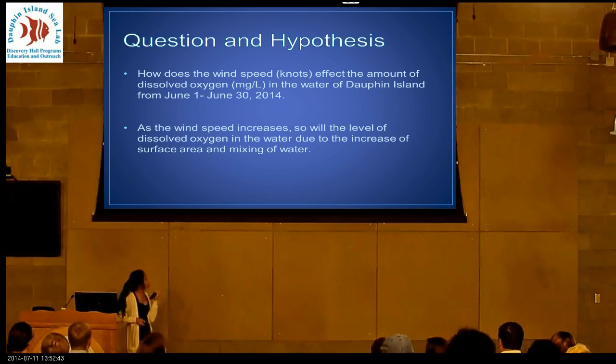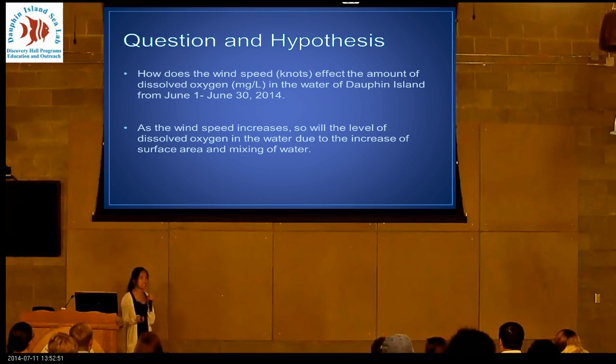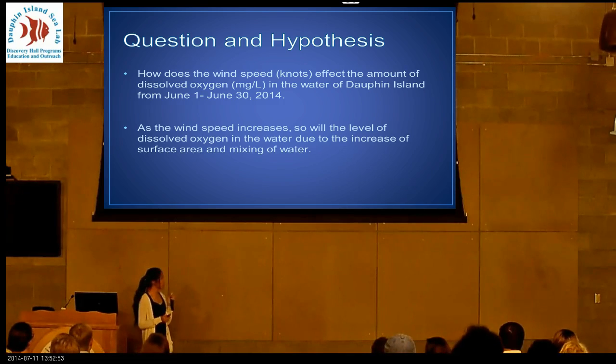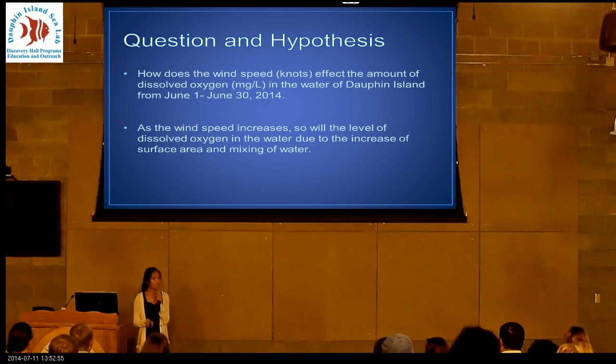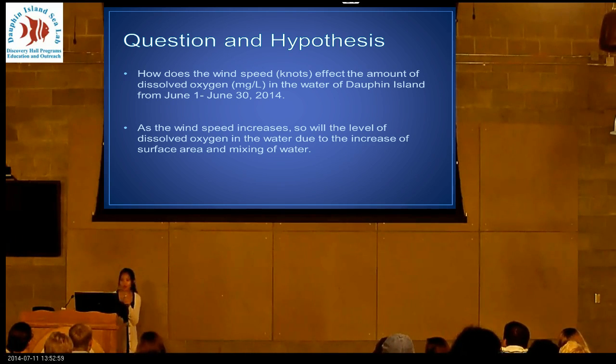So my question was, there are many factors that influence the level of dissolved oxygen, such as temperature, salinity, and stream structures. But what about wind speed? So I tested the effects of wind speed on the amount of dissolved oxygen in the water at Dolphin Island Sea Lab from June 1st to June 30th, the whole month of June.